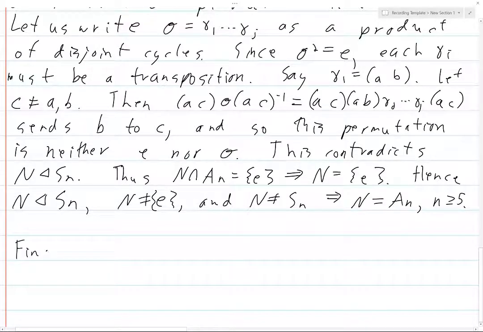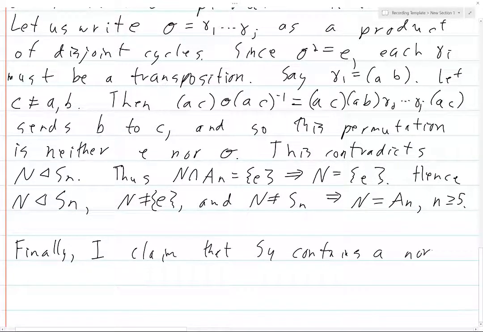So finally, I claim that S4 contains a normal subgroup besides A4. And of course I mean a non-trivial normal subgroup, but now that my computer is starting to go pretty slow, I don't want to erase things and write in things if I don't have to. So yeah, this is what we wanted to do in part C. Thankfully I actually wrote it down in this solution.